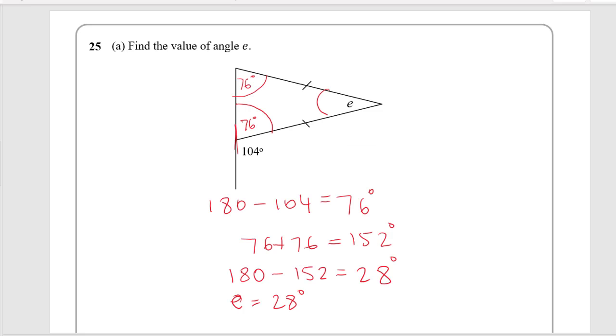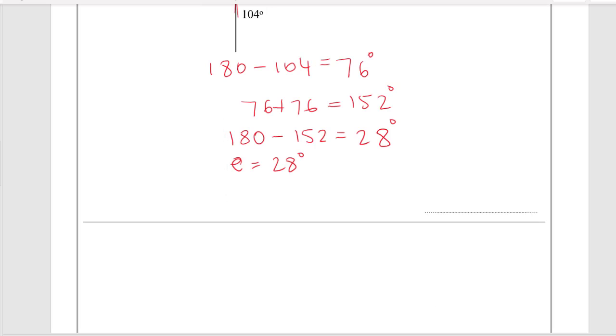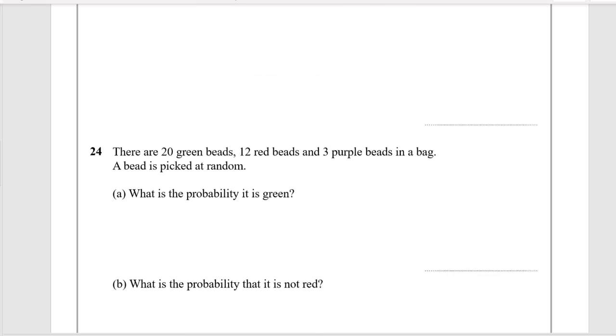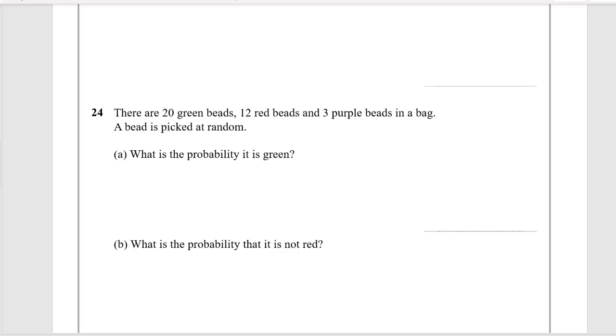Next, oops. Start from the bottom one, and then we can go on to the mean question. So there are 20 green beads, 12 red beads, and 3 purple beads in a bag. A bead is picked at random. What is the probability it is green? So probability we know is out of how many we have in total. So we need to add 20 and 12 and 3, and that gives us a total of 35. And we are looking at green. So green we have 20. So 20 out of 35.